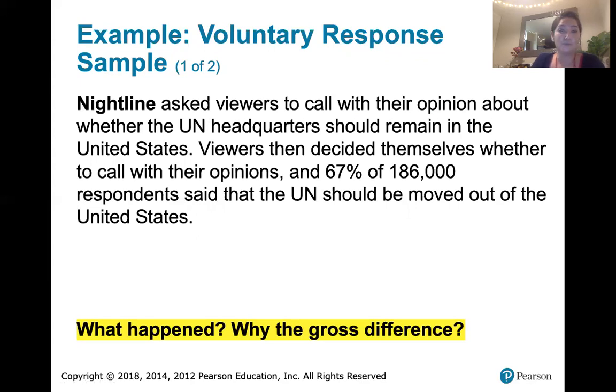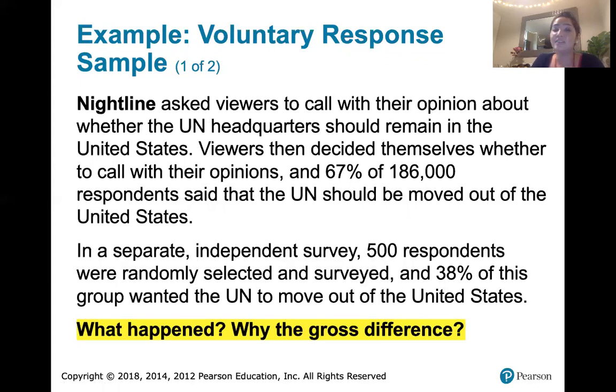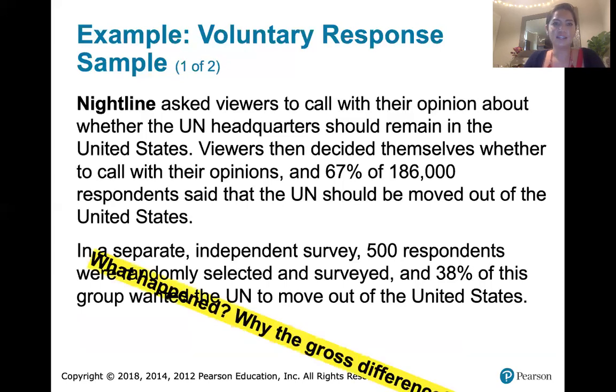So that's one poll. In a separate independent survey, 500 respondents were randomly selected and surveyed, and only 38% of that group said that they wanted the UN to move out of the United States. So you've got a 500 respondent group, and only 38% want to move the UN out. And then you've got this 186,000 respondent group, and 67% wanted to move the UN out. And you might say, is it 68%, or is it 67%, or is it 38%? What is the difference between these two numbers? Why this gross difference? And which numbers can I trust? Well, let's think about it.